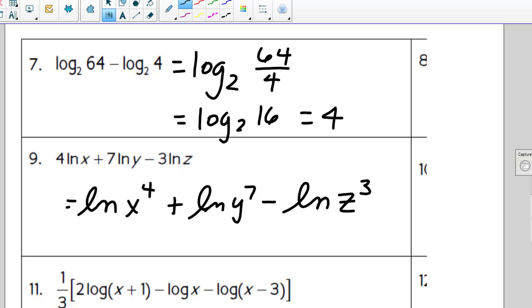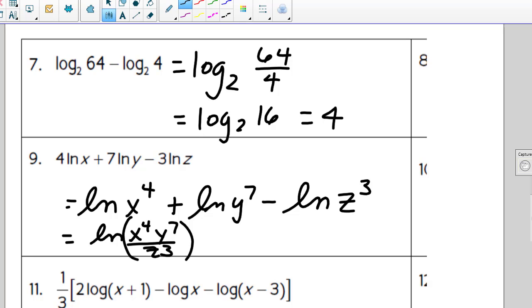So we used the power property, or undid the power property. And now we do natural log of x to the 4th times y to the 7th over z cubed. And I want to be clear, it's the natural log of all of that. Questions about that one?